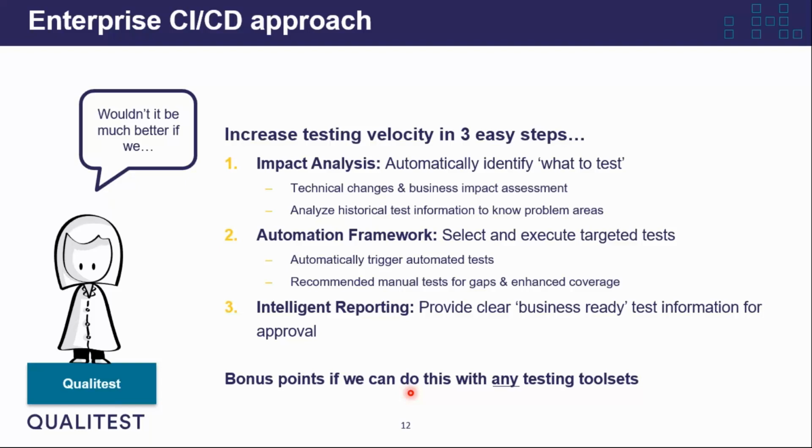We need to have the automation framework automatically select and execute the targeted test. We want to recommend the test for the gaps, and we want to understand, again, all about the data coming in. Where is the coverage? Are we testing the right thing? And make sure we get that covered in the automation framework.